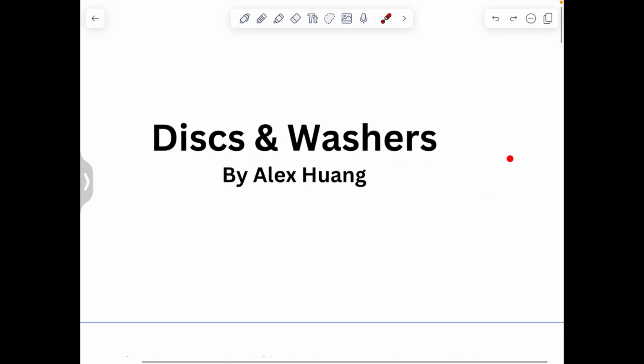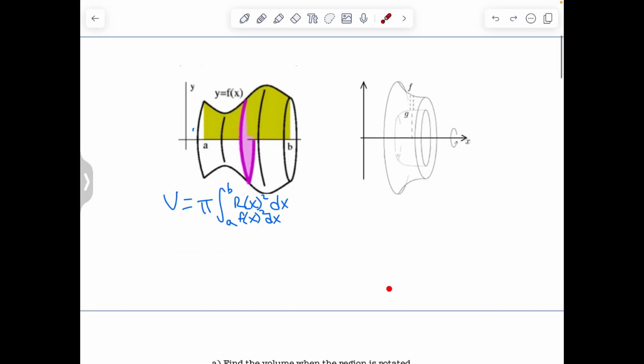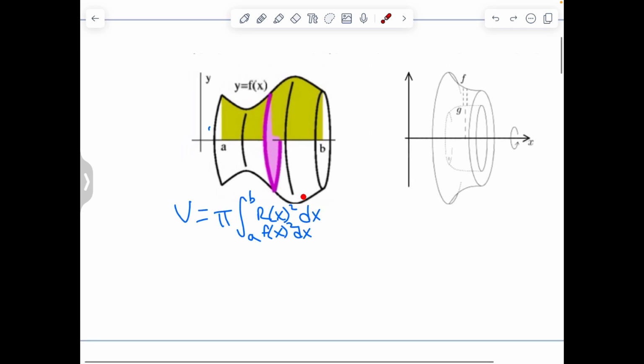Today we are going to be learning about the washer method. First, here's a quick overview of the disk method. What the disk method basically says is that the volume of this entire figure is equal to pi times the integral from b to a of r of x squared, or f of x squared.